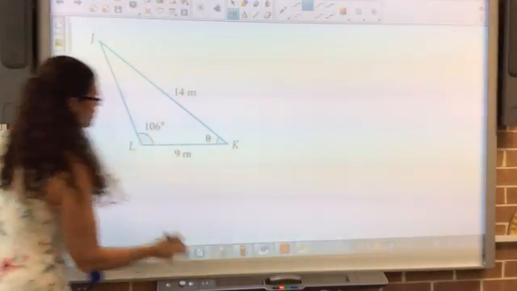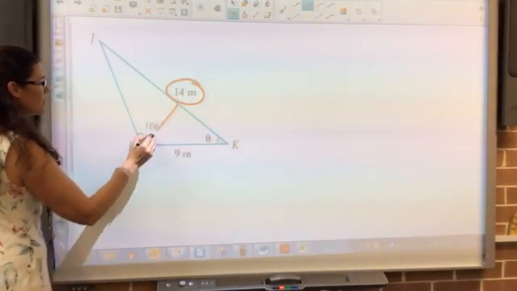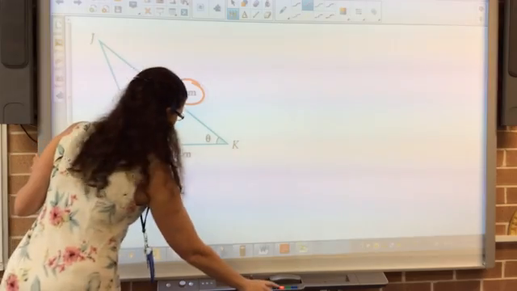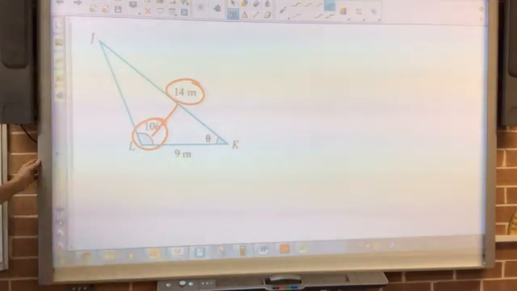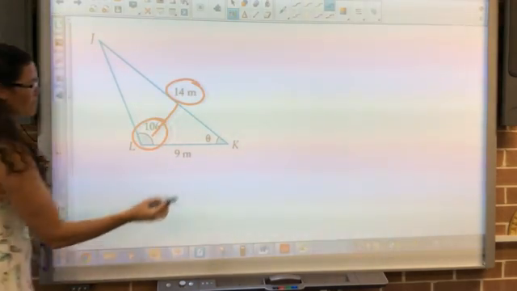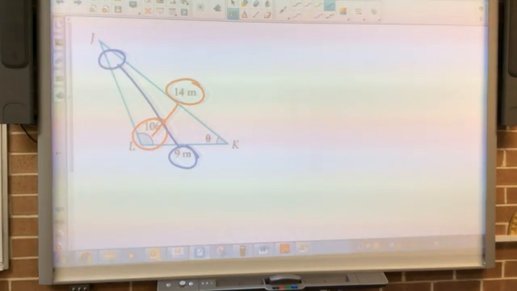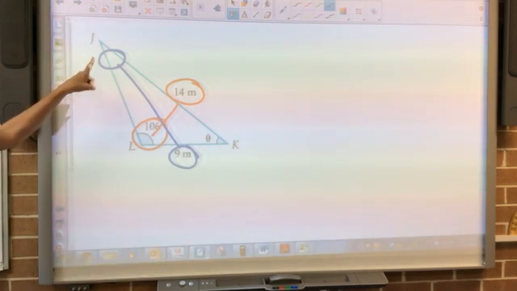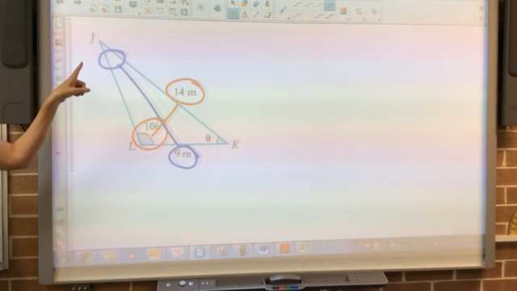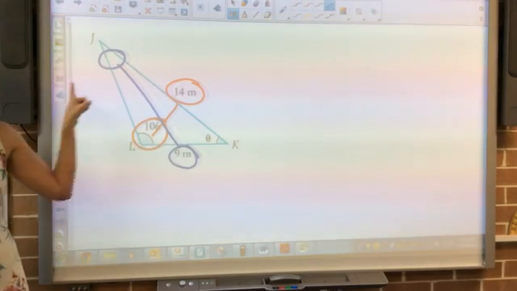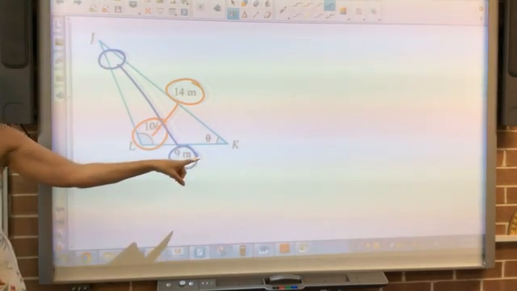All right, one last example. So for this one, I've got this pair here, the 14 goes with 106. Okay, and then when I look at the 9 here, there is nothing opposite it. Okay? But at this point, there's nothing opposite. I can't find that angle using angle sum of a triangle because I don't know this angle.